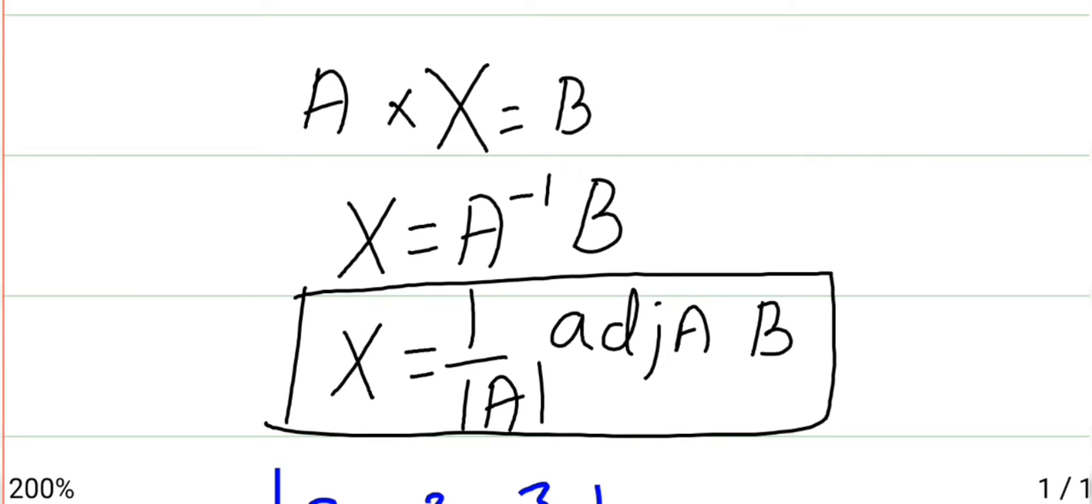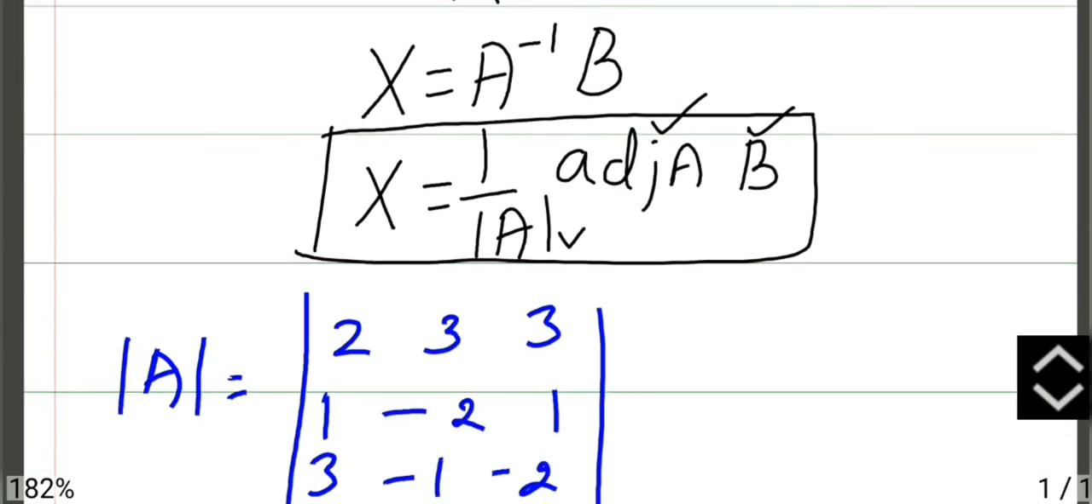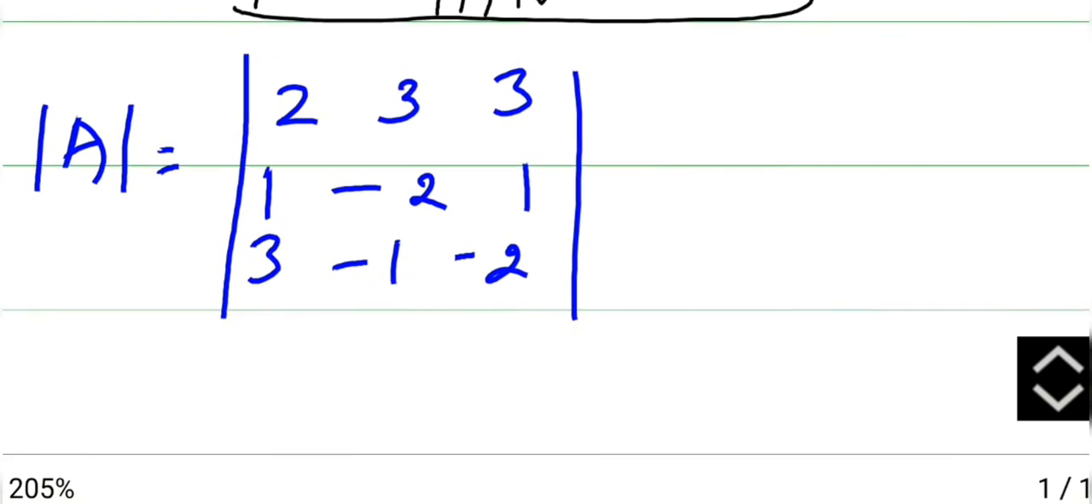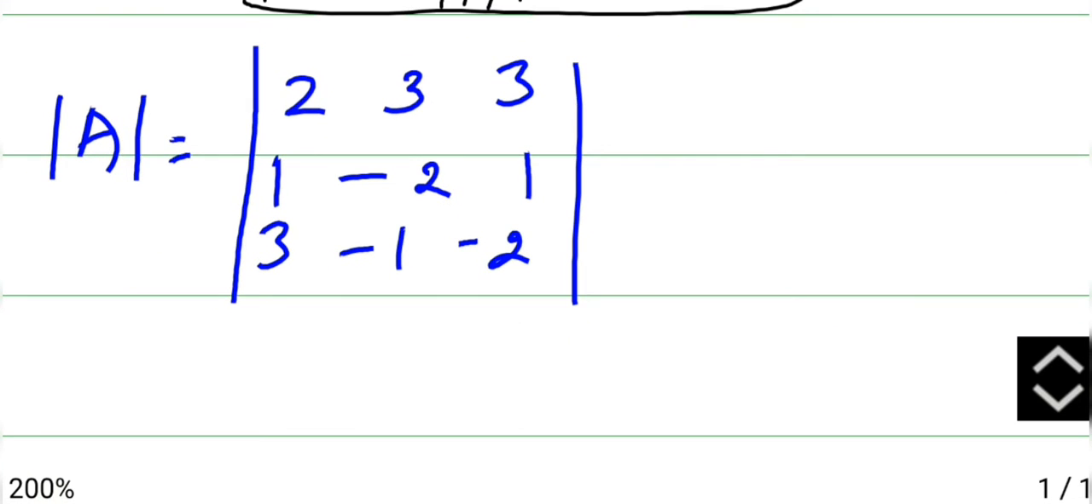So we have to find the value of X. To find the value of X, we have to find 3 things. First you will find the determinant of A, then you will find the adjoint of A, and the answer will be multiplied with the matrix B. So we will start with the first step. We will find the determinant of A.